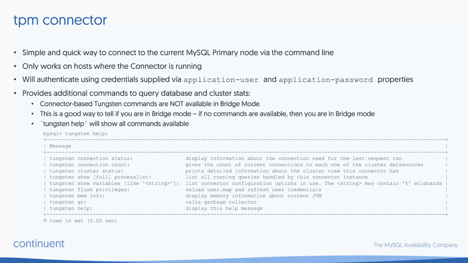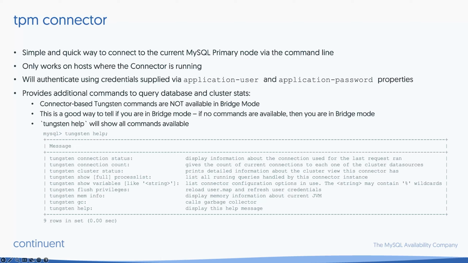So if you're running in bridge mode, which my demo cluster is, then it's just a straight pass through to the primary node. If I'm running in proxy mode, then there are additional options that are available to you. So we have, for example, tungsten connection status, tungsten cluster status. So all of the commands you see here on the screen can be issued from that MySQL command prompt.